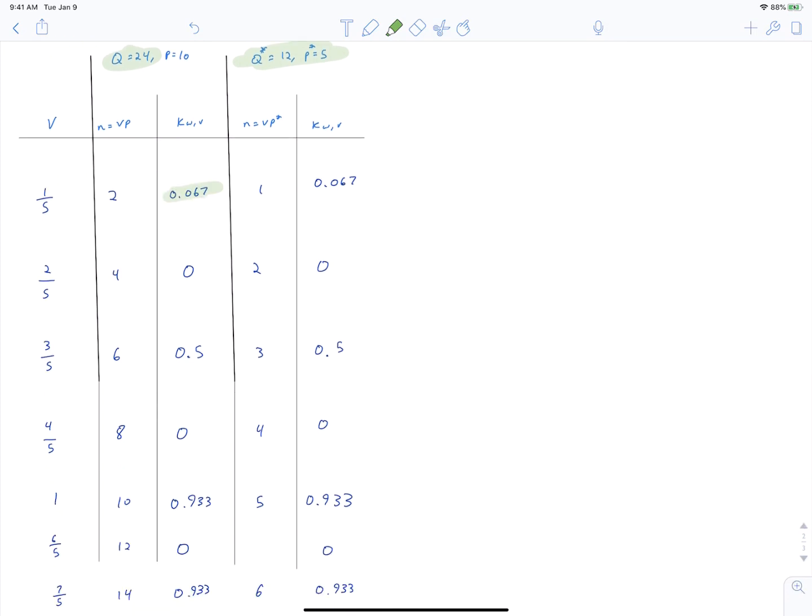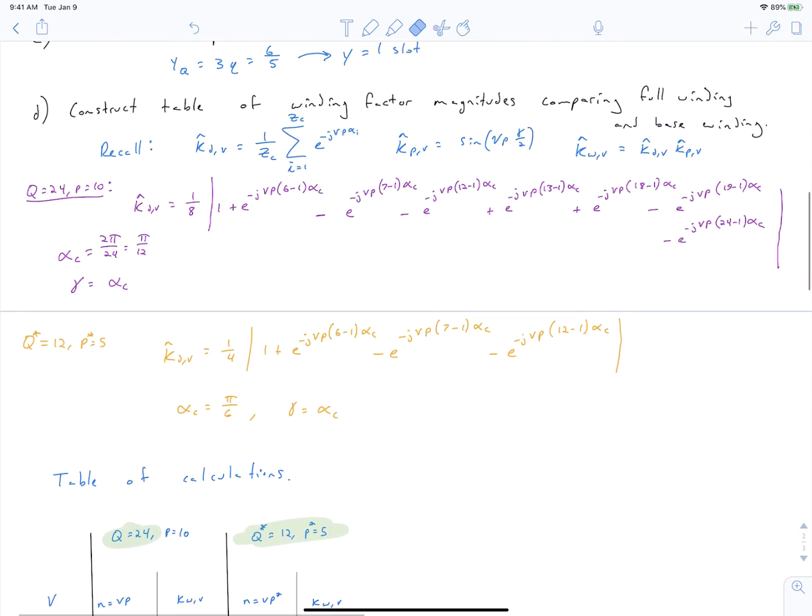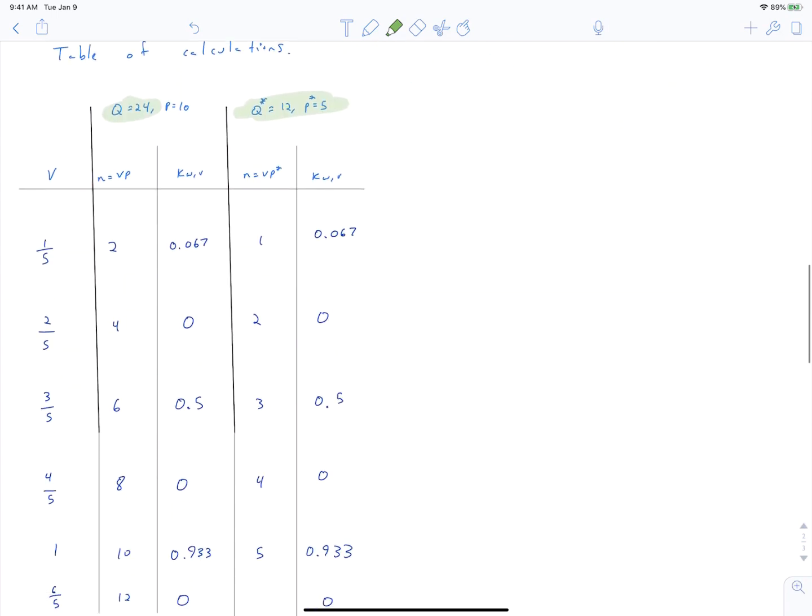So you notice that the winding factors are the same for our 2 windings, which is what we expected, so that's nice. And this means that we could use our base winding to get the winding factors for our complete winding, which we would prefer to do because if you notice, the base winding is half the number of coils. This expression is much easier to work with than this expression. But there's something interesting here.